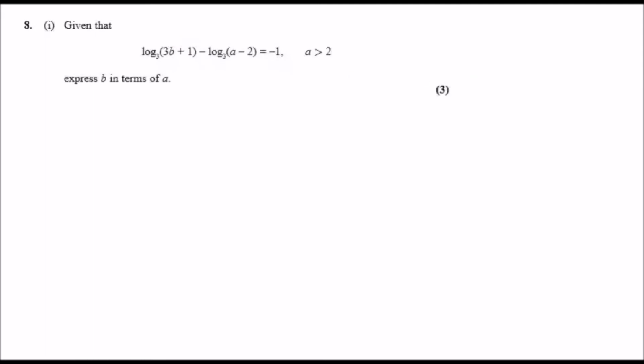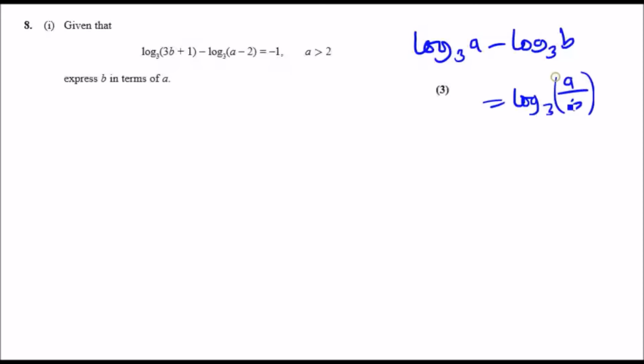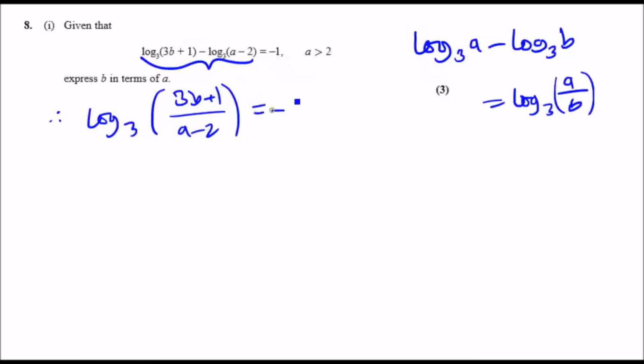For example, we can just say that log base 3 of a minus log base 3 of b is the same as log of a over b, literally. So now we just divide these two. So we can say therefore these two here is going to become log base 3 of the big bracket (3b plus 1) over (a minus 2), and all that's equal to -1.